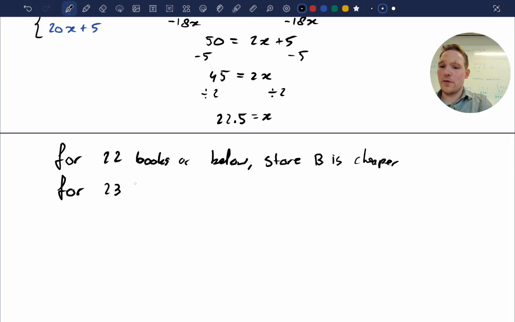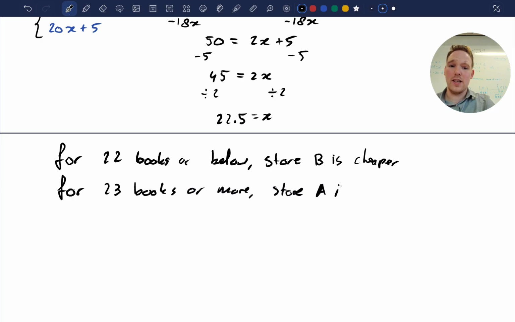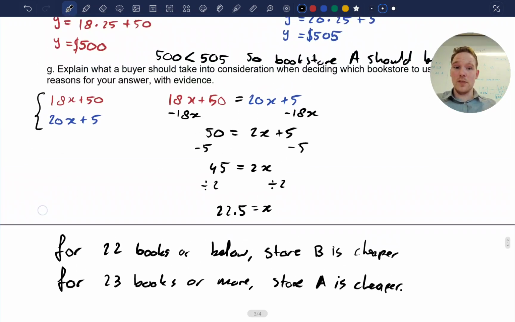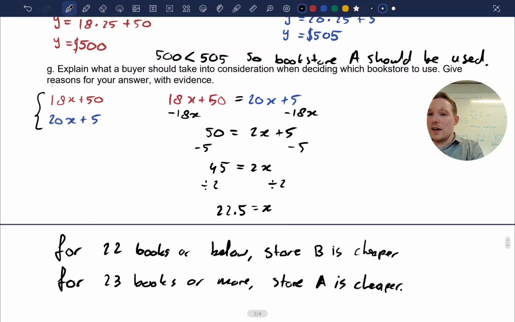So for 23 books or more, yeah, very good. Store A is cheaper. Now, like I said in a previous class, this is the most important part. This is me using math, giving a reason, giving evidence.